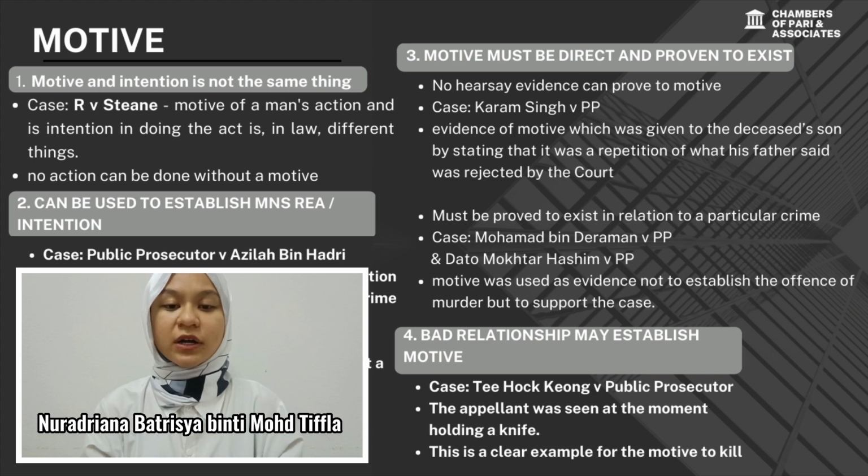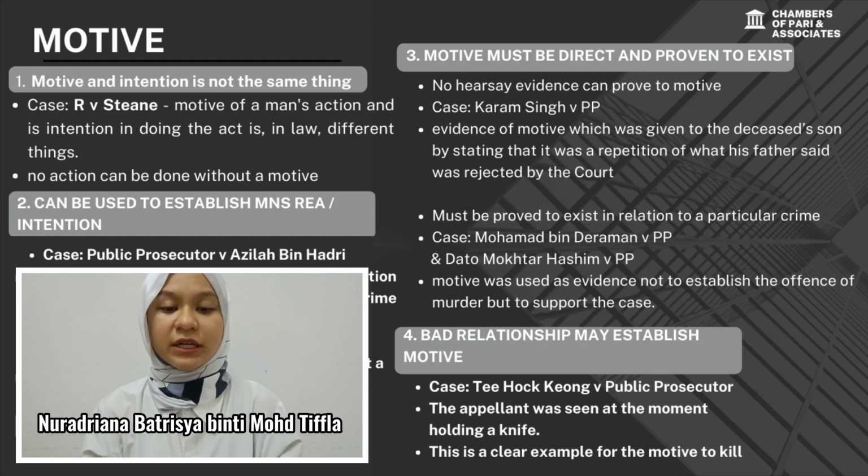For example, in the case of Karang Singh against PP, the evidence of motive was rejected by the court, which was given by the deceased's son, stating that it was only a repetition of what his father had said to his son before his death. Not only that, but a motive must also be proved to exist in relation to a particular crime. In the case of Muhammad bin Rahman against PP, Datuk Mokhtar Hashim and PP, motive was used as evidence not to establish the offense of murder but to support the case.